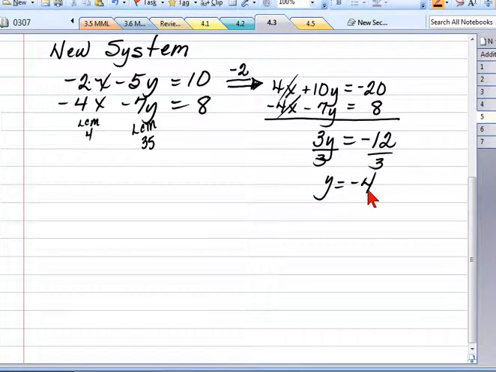Okay. So I've done a couple of steps so far. First thing, I didn't have my like terms lined up, so I took a minute to do that. Then I looked at my new system and said, oh, it's not ready. I've got to make sure I've got opposites in either the x's or the y's. It was a smaller task to get those x coefficients to be opposites. All I had to do was multiply the top equation by -2. Once I did, I added, got a pretty easy equation to solve, divided by 3, and I have a value for y. What will I do next?